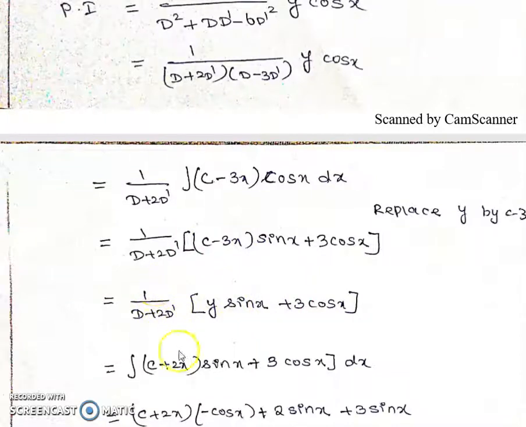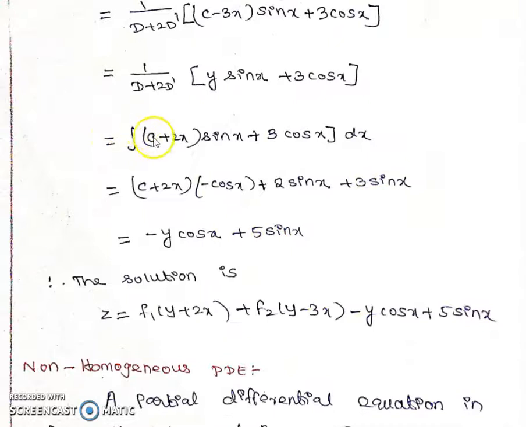Again, for this term you have to put the integral with c + 2x. Here we have D − 3D', which can be written as c − 3x. Here we have D + 2D', which can be written as c + 2x, into (sin x + 3 cos x) dx. These two terms you have to integrate by using integration by parts.